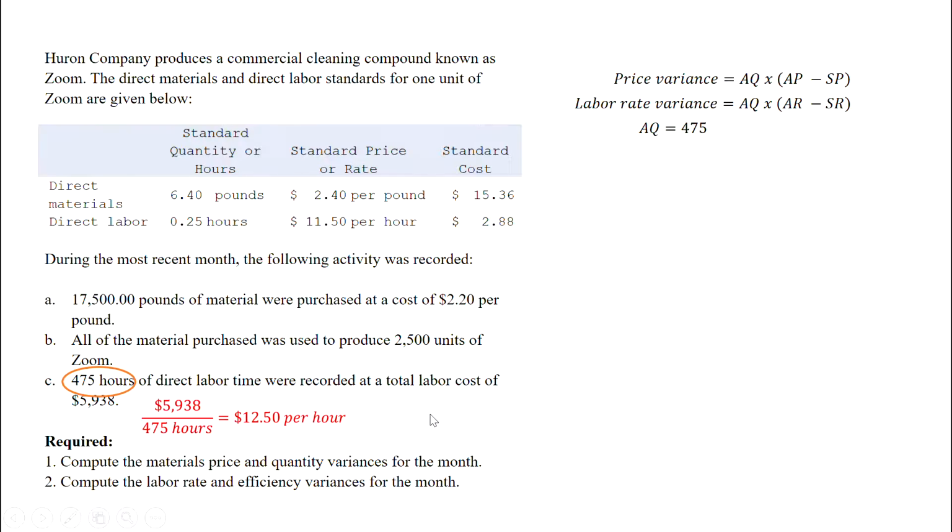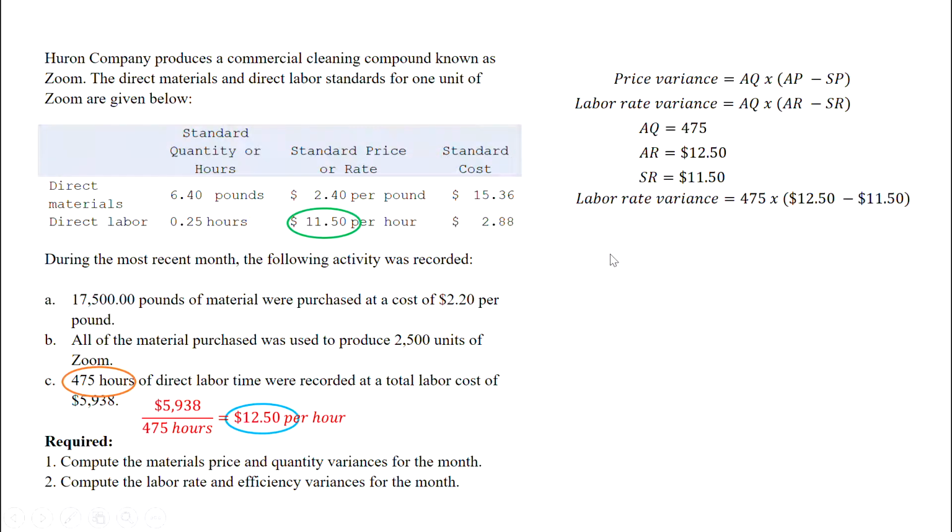So sometimes you have to calculate some of this information. So I'll list the actual rate is $12.50 per hour. What's the standard rate? Our standard rate's just listed up here above. We anticipated that we were going to pay $11.50 per hour. So again, let's go ahead and just start executing this. The labor rate variance is our 475 actual hours times our actual rate of $12.50 minus our standard rate of $11.50.